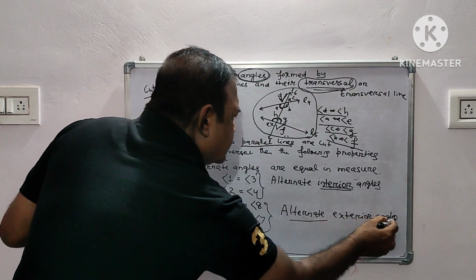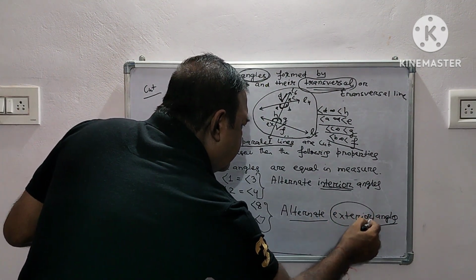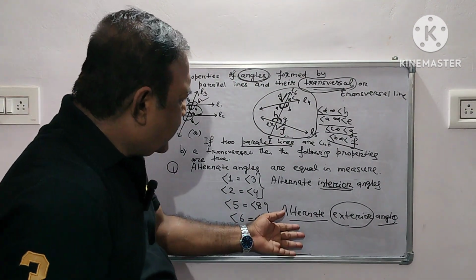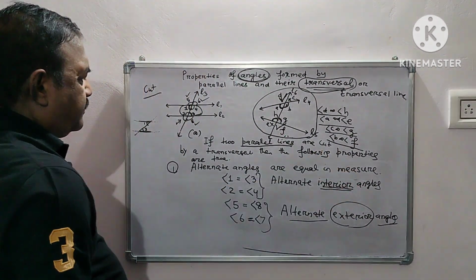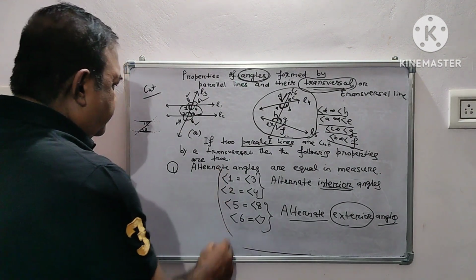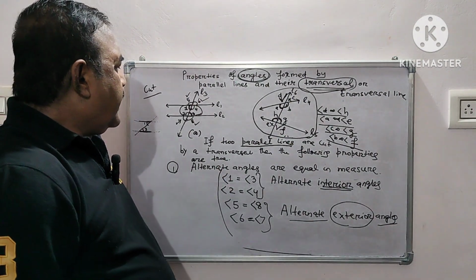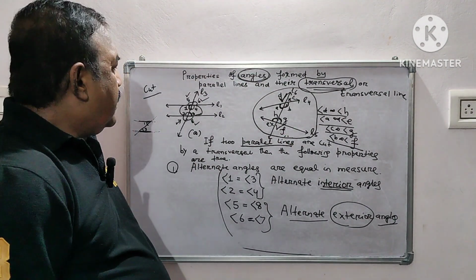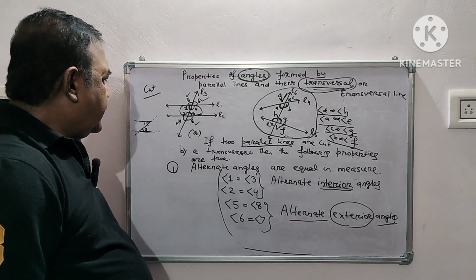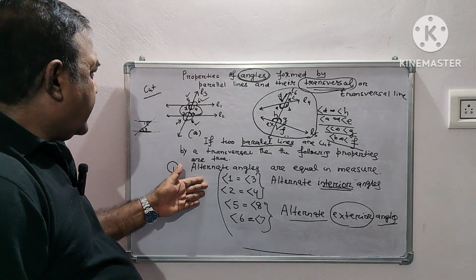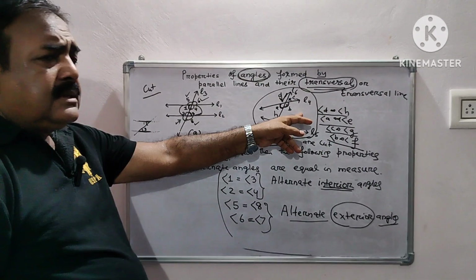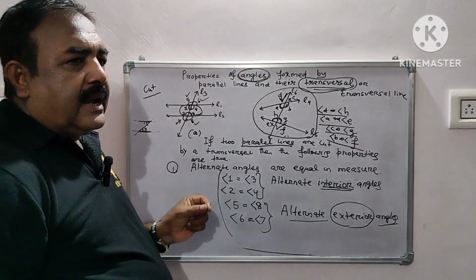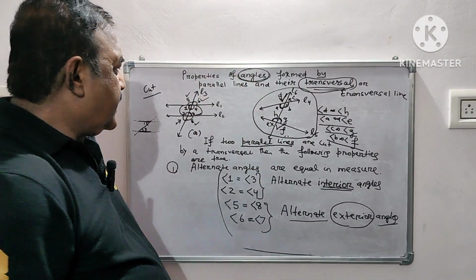They are alternate angles, but they are alternate. It is more precise if you write alternate exterior angles. And you see in each pair, both the angles are equal in measure. So this is about the alternate angles. Here the alternate angles exist, but in each pair the alternate angles are not equal in measure.